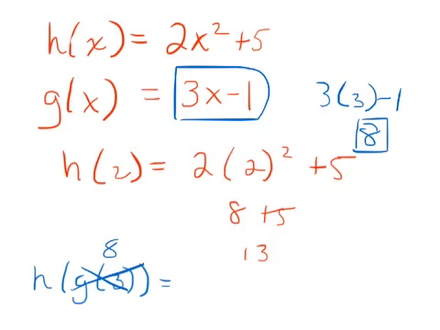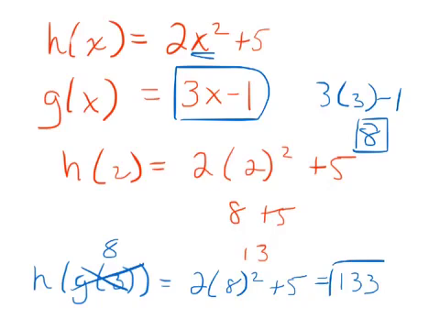So h of 8 next. h of 8. We take the 8 and plug it in up here for that x. Okay, so that means 32 plus 5. Be careful. 8 squared is 64. Times 2 is 128. Plus 5 is 133.